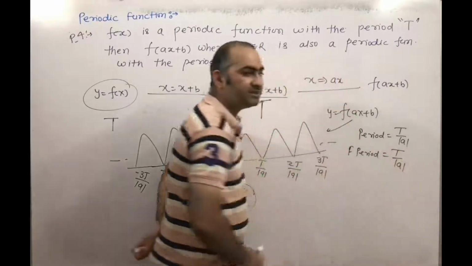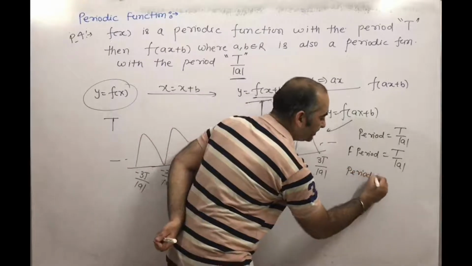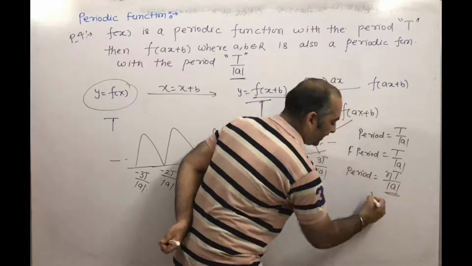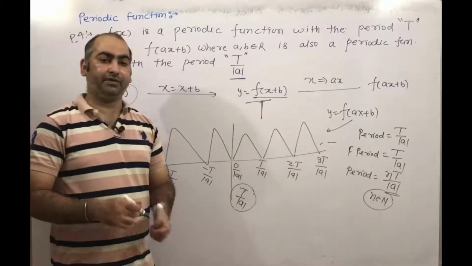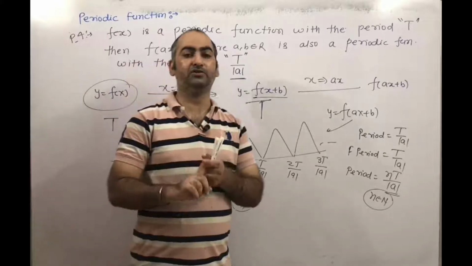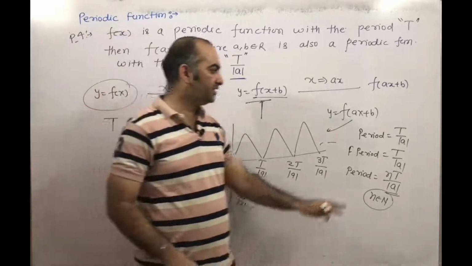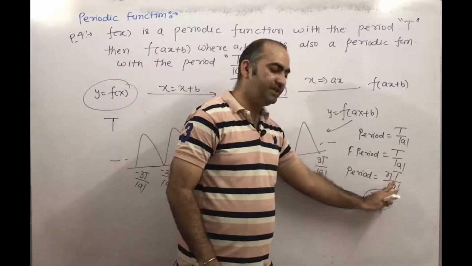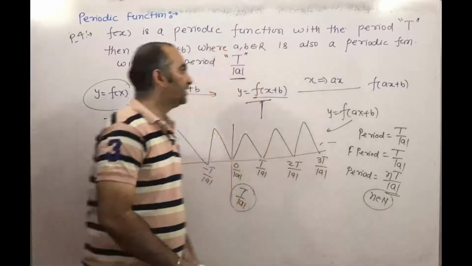If the fundamental period is T divided by modulus of a, then the period will be n times T divided by modulus of a, where n belongs to the natural numbers. We have already discussed that a function's fundamental period value is only one, but periods can be infinite. So the period will be n times T divided by modulus of a, where n belongs to natural numbers. So this is property number 4.